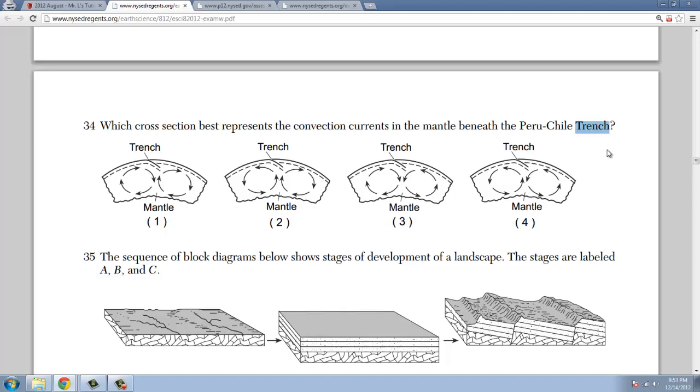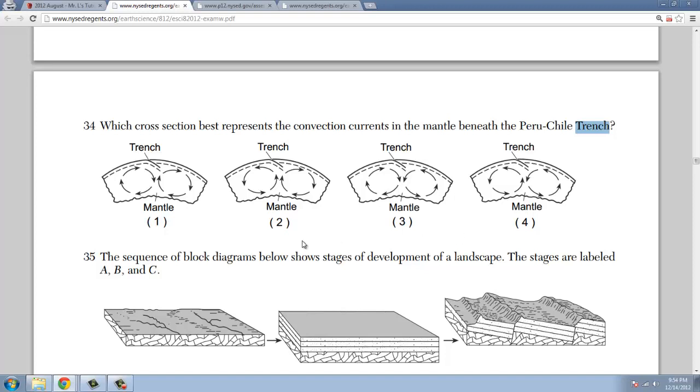And now, to do this, you really just have to look at the arrows that are spinning beneath the plates. This is what a convection current is. It's caused by heat inside of Earth. It causes a rotating mechanism to move the plates. The plate tectonics, the whole deal. It's kind of a big deal.